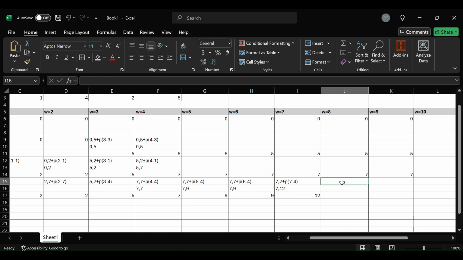Then you repeat the steps again. Did not pick up is 7. Pick up is 7 plus the profit of the remainder. So this will be 8 minus 4. So 7 plus P of 4. Go up, go to 4. So it will be 7 plus 7, which is 14. So did not pick up is 7. Pick up is 14. And we'll go with the decision pick up. So 14.